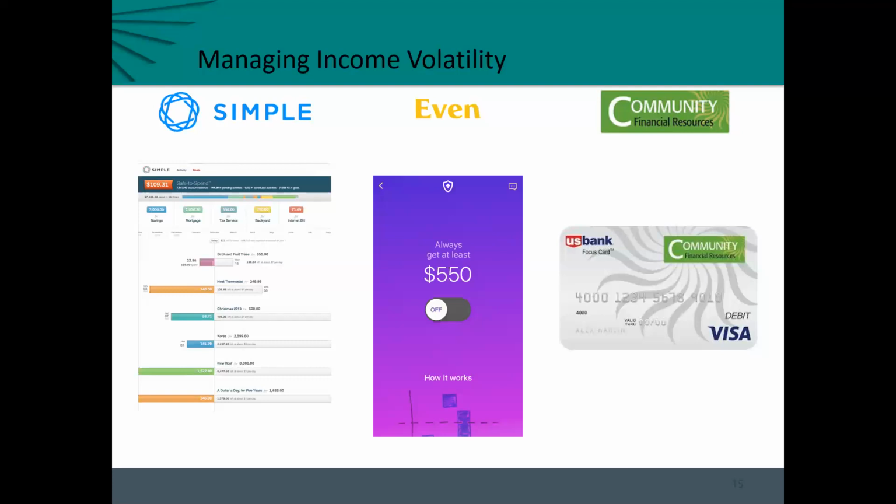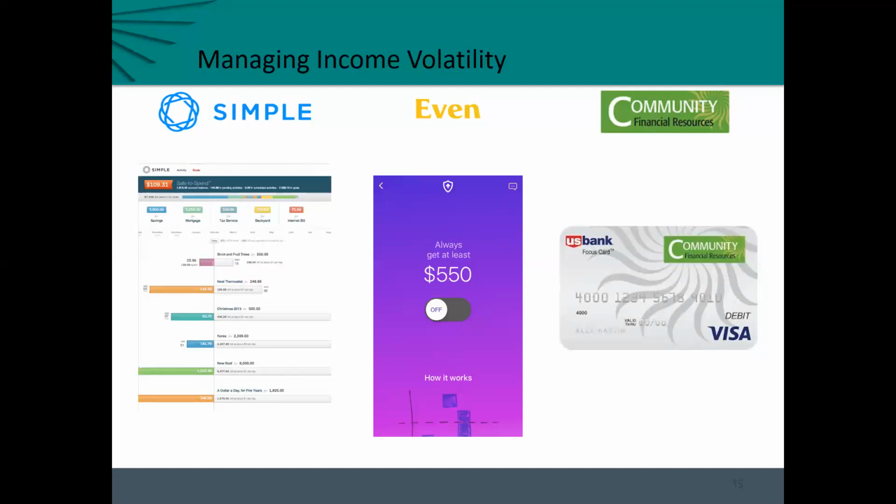A lot of times employers will pay the small subscription fee. If they don't, that is the one feature of this app that does come with a fee, but it's fairly minimal. And that peace of mind of the income smoothing really helps individuals budget, manage, and save.